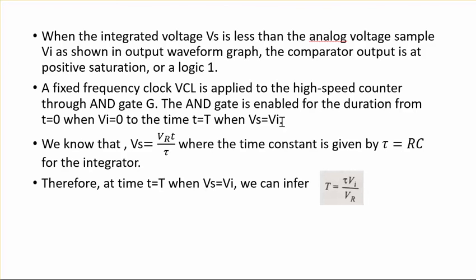So when Vs is equal to Vi, we know that Vs is equal to VR into T divided by tau, because the time constant is given. I showed this for an integrator circuit. Tau is equal to R into C. Therefore, at the time instant capital T, Vs is equal to Vi, and we can infer that this time instant value is nothing but tau into Vi divided by Vr, because we have substituted Vs equal to Vi. So from this, it has been reduced to this particular value.